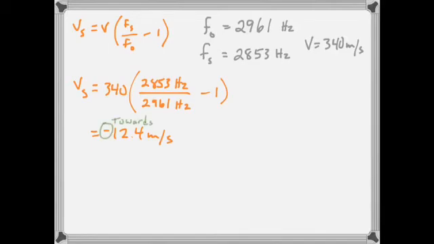Why is there a negative? Because it's coming towards us. The distance is decreasing. 12.4 meters per second. Not too familiar with that. Let's multiply by a conversion factor and get miles per hour, 27.8. 27.8 miles per hour. There you have it.